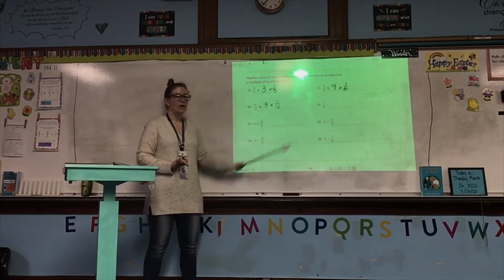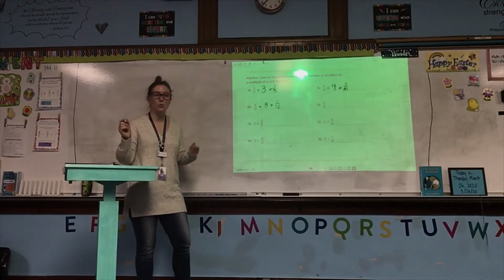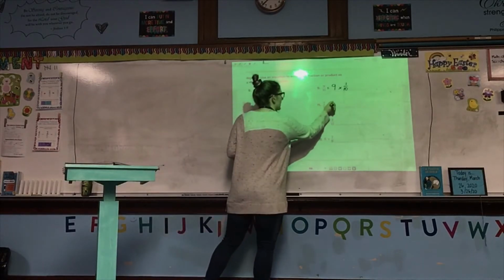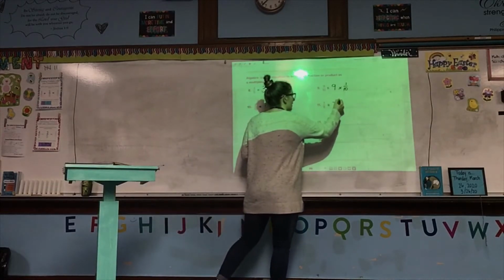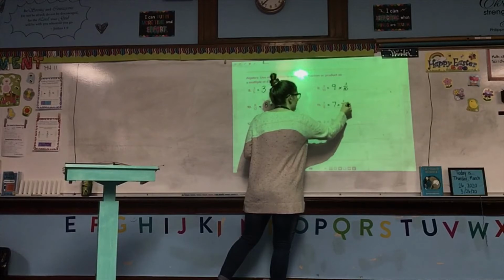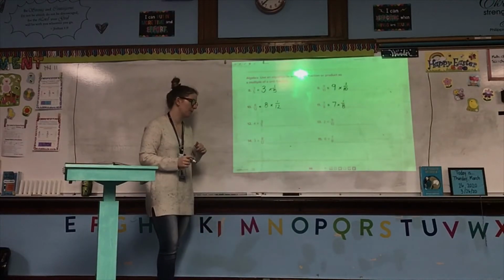Number 11, we have 7/8. Well, we know the unit fraction for 7/8 is 1/8. In order to get 7/8, we would repeat that 1/8 tile 7 times. So that means 7/8 equals 7 times 1/8.